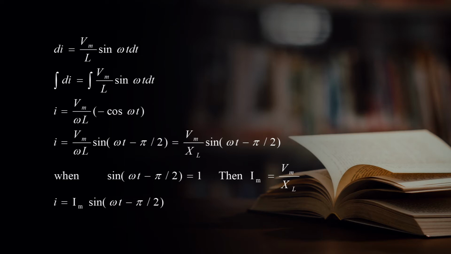Now the value of current will be maximum when sin omega t minus pi by 2 is equal to 1. At that moment, whatever current is flowing through the pure inductor will be the maximum current. And what will be the value of that maximum current? This maximum current Im is equal to Vm upon XL, where Vm is the maximum voltage. So you can write the final expression for the current flowing through a pure inductor as I equal to Im sin omega t minus pi by 2.